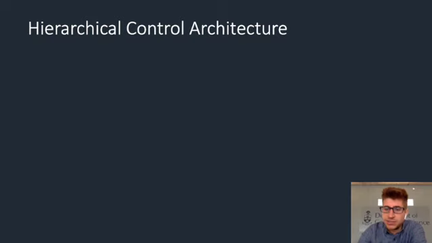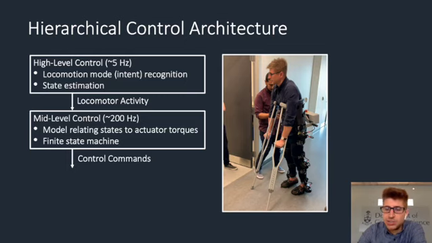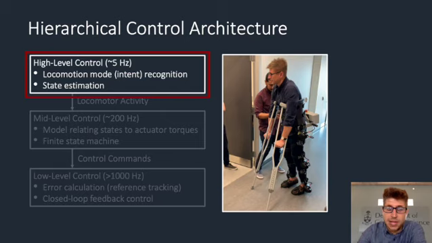The majority of devices use some form of hierarchical control architecture, whereby the high-level controller is responsible for determining the patient's desired locomotion mode. Then a mid-level controller uses some mathematical model to relate the locomotor activity to some desired reference trajectories. And finally, the low-level controller is responsible for tracking these reference trajectories using local closed-loop feedback control. Now, I specialize in high-level control of these devices.